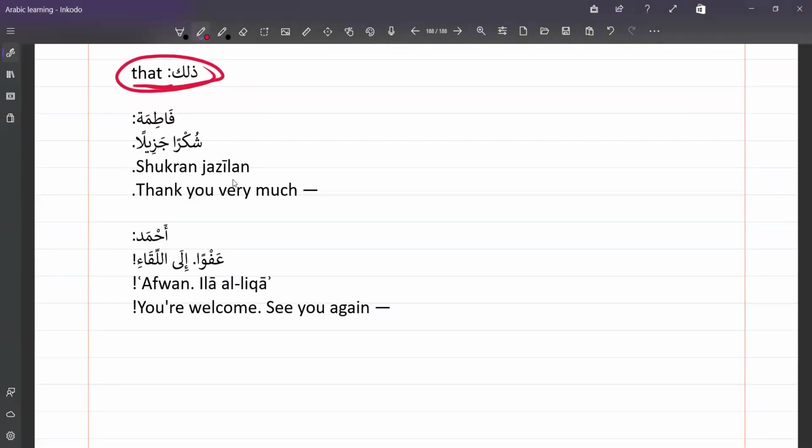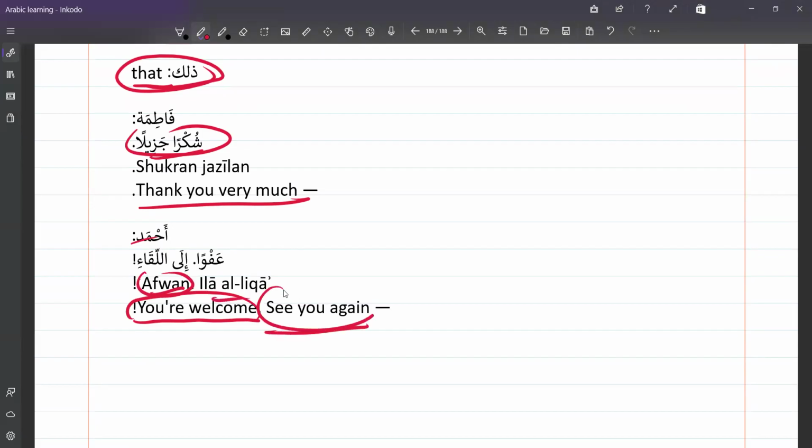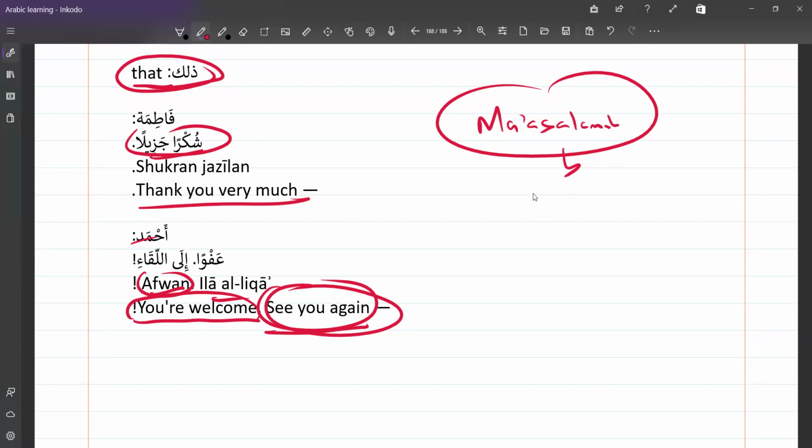Fatima says shukran jazilan. Again, we have done this phrase, meaning thank you very much. Then Ahmad says, afwan, you are welcome. Afwan is used for welcome. Ila liqa, see you again. Now, learn this phrase, ila liqa. It is used when you are parting from a conversation, when you are going after talking with someone. So you say, ma'as salama, ila liqa. Ma'as salama means goodbye.